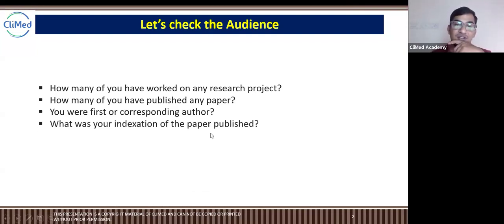Right. Now, next question to all of you. So very few have the experience. What was the indexation of the paper published? Which indexed journal did you prefer to publish your paper in, guys? Dr. Nancy, 1.67 is not the indexation. That is maybe the impact factor. Scopus, Embase, Web of Science, Indian Journal of Clinical Biochemistry. Okay, so only one or two people have an idea about indexation.